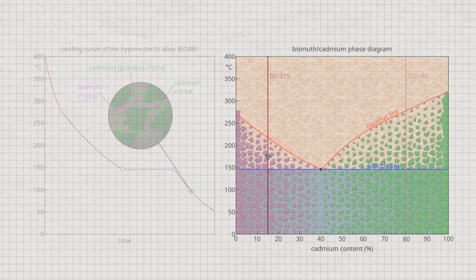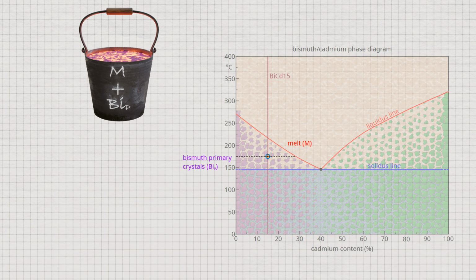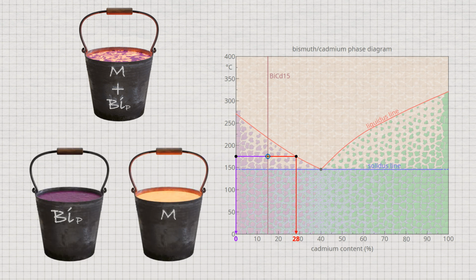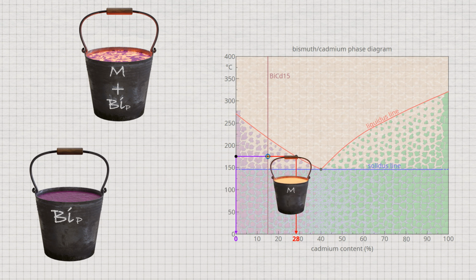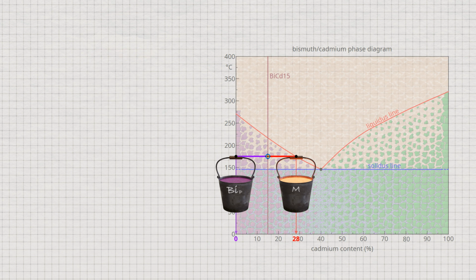Let's look again at the hypoeutectic alloy with 15% cadmium at a temperature of 175 degrees Celsius. The state point is in the two-phase region, so parts of the alloy are still liquid while solid primary bismuth crystals have formed. We have already explained how we determine the chemical composition of the melt and the primary crystals. It is also possible to determine the mass fraction of melt or primary crystals, which means what percentage of the alloy has already solidified and how much is still liquid. To do this, we hang the vessel with the melt on the liquidus line and the vessel with the already solidified bismuth primary crystals on the opposite side at 0% cadmium.